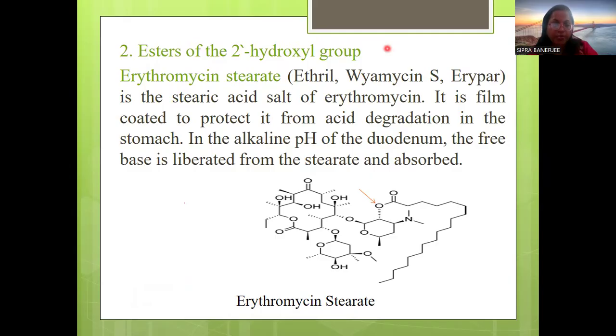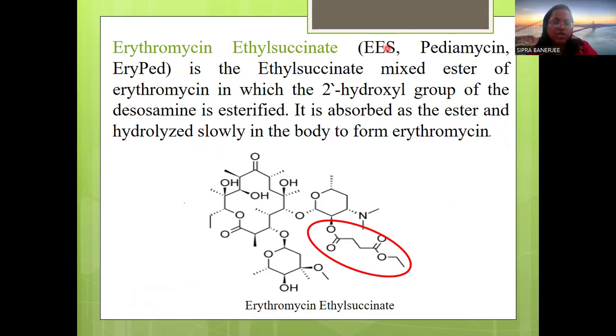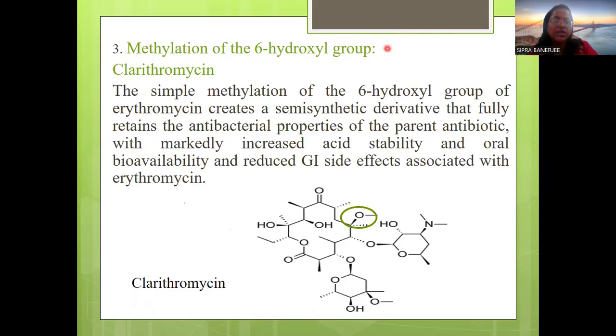Next, there are different salts like erythromycin succinate. Next, clarithromycin. In clarithromycin, the 6-hydroxy group is methylated. At the 6th position, the hydroxy group will be methylated. This erythromycin derivative fully retains the antibiotic properties of the parent antibiotic, while markedly decreasing its degradation. So only clarithromycin has the 6-hydroxy replaced.